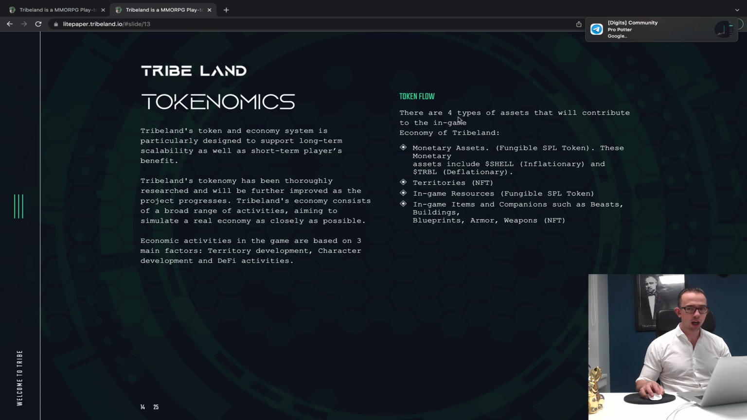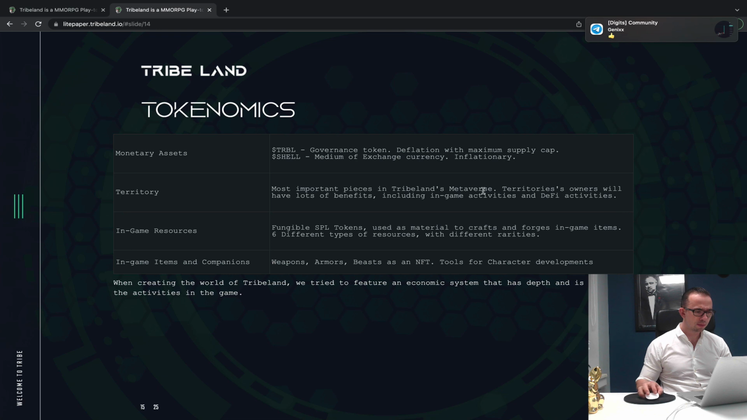There are four types of assets that will contribute to the in-game economy of Tribeland: monetary assets, fungible SPL tokens. These monetary assets include Shell, inflationary, and Tribe, deflationary tokens. Territories in terms of NFTs, in-game resources, fungible SPL tokens, and in-game items and companions such as beasts, building blueprints, armor, weapons, they're all NFTs. All right, quite an ambitious project. I'm looking forward to seeing the roadmap.